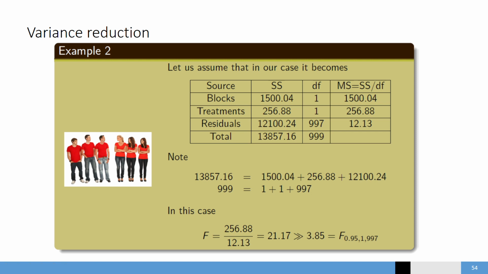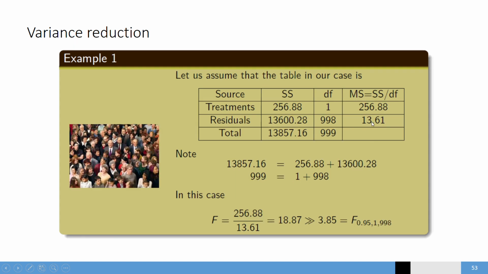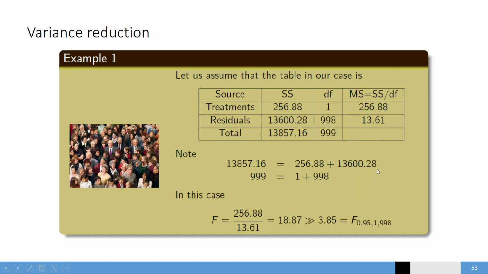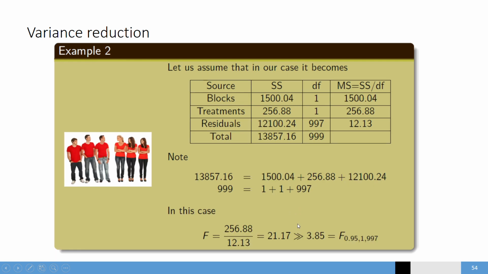So when I do this comparison between treatments and residuals, before I was dividing by 13.6, now I'm dividing by 12.13. So before, my treatments were explaining 19 times more than noise. Now they are explaining 21 times more than noise.